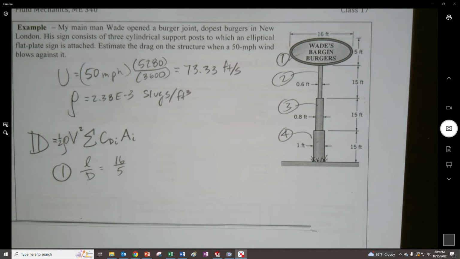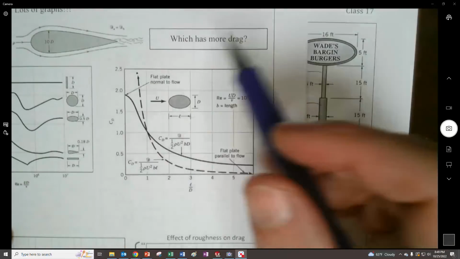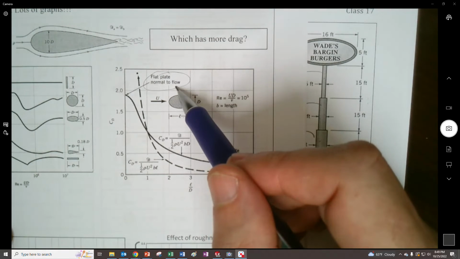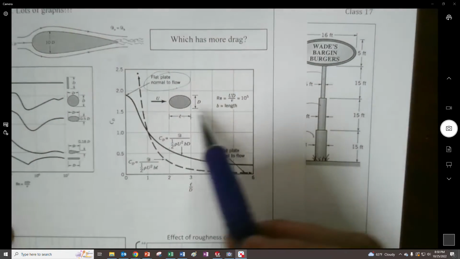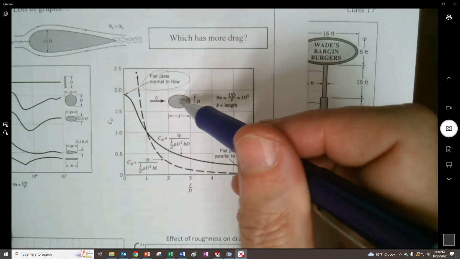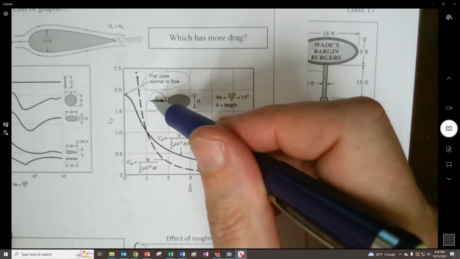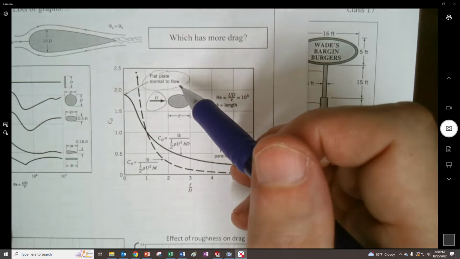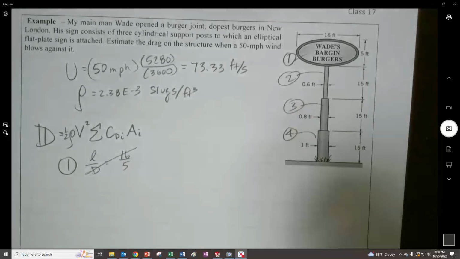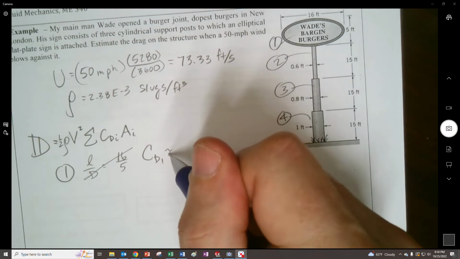Actually, tell you the truth, wait a minute, we don't need to do that. I'm sorry about that. This curve right here is actually for the flat plate to the flow. And so it doesn't really quite matter when you have these proportions, this L and this D, because notice that's the flow coming out from the side. So the one to use is actually going to be 1.9, right? So I'm sorry about that. So CD1 is approximately 1.9.